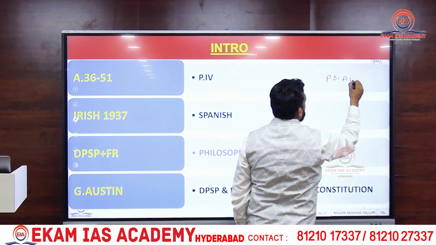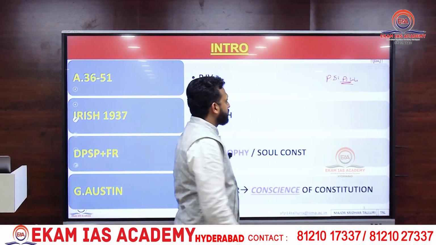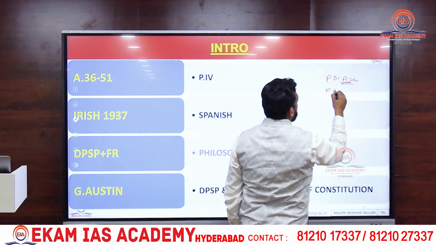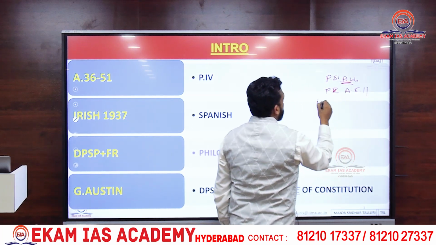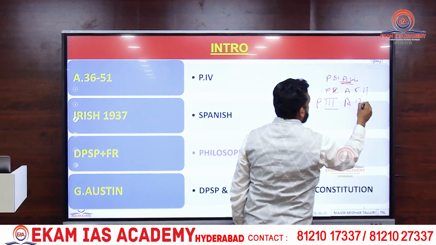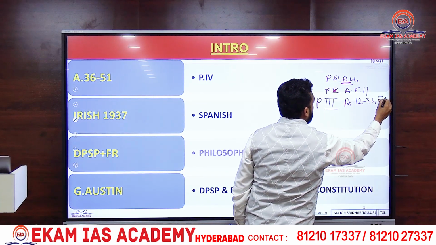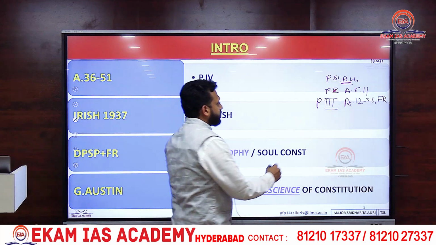Articles 1 to 4 deal with states, the Union and the states. Part 2: citizenship, Articles 5 to 11. Part 3: Articles 12 to 35, fundamental rights.